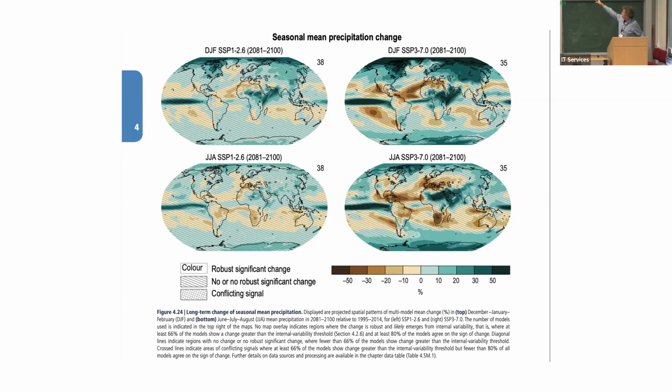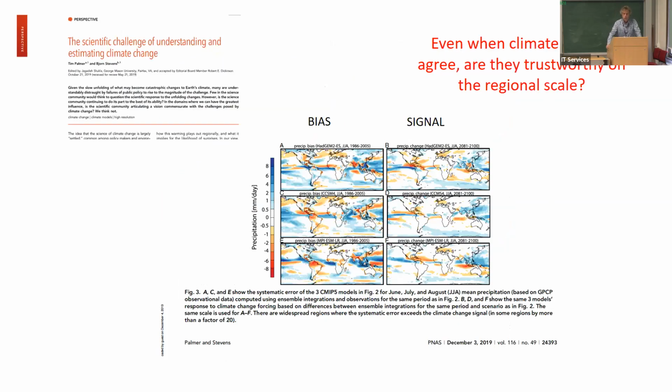Now there are a few regions, particularly in winter, where there seems to be a signal where the models do agree. Is that a reliable signal? Can we trust at least the situations where the models all agree on a sign? Well, unfortunately, I would say no. And this is a paper which I wrote with the director of the Max Planck Institute, Bjorn Stevens.